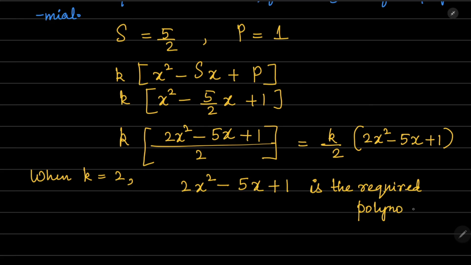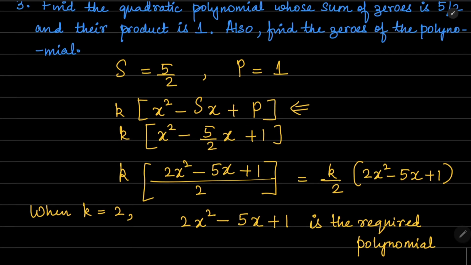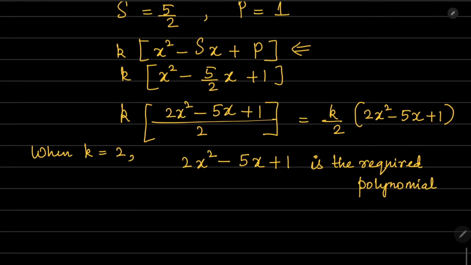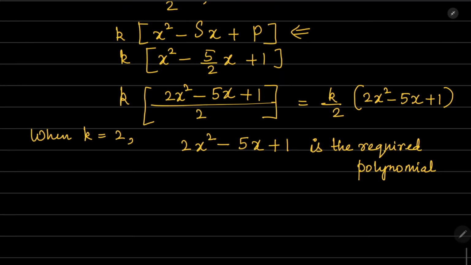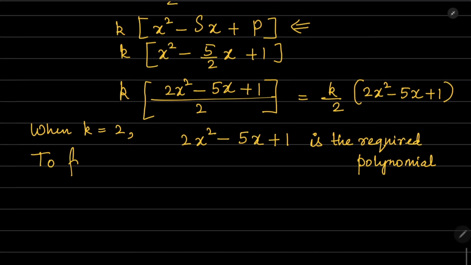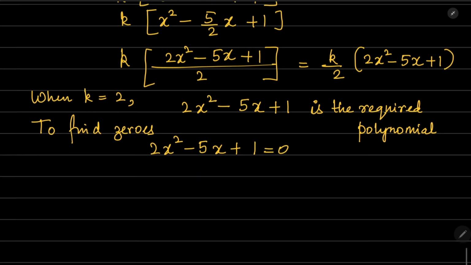So you are given the sum of the zeros and the product of the zeros, and you have to find the polynomial. Using this particular formula, you have written the quadratic polynomial. Now you have to find the zeros. To find the zeros, you have to equate the polynomial to 0. So 2x square minus 5x plus 1 equal to 0. Let's do the middle term splitting. So what is the sum? The sum is minus 5, because the sum is your b value, minus 5.